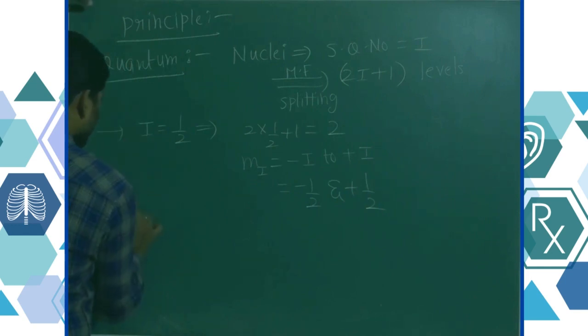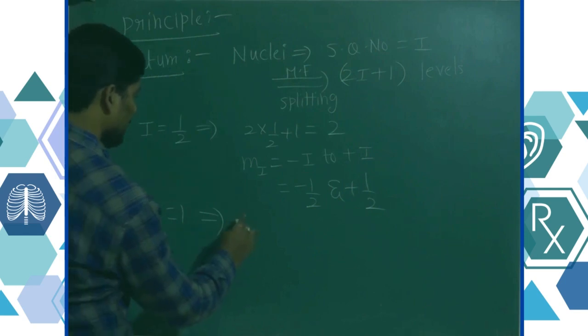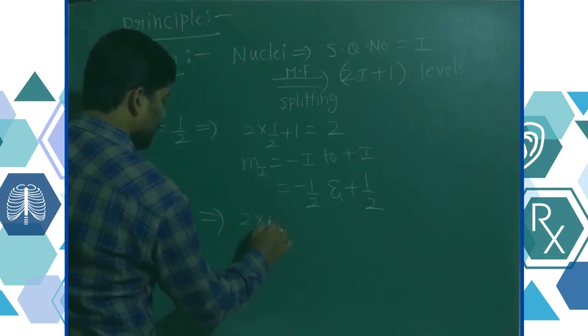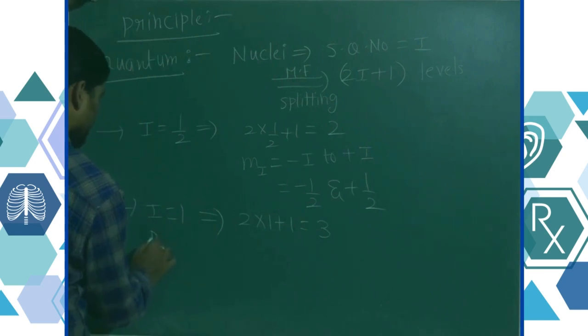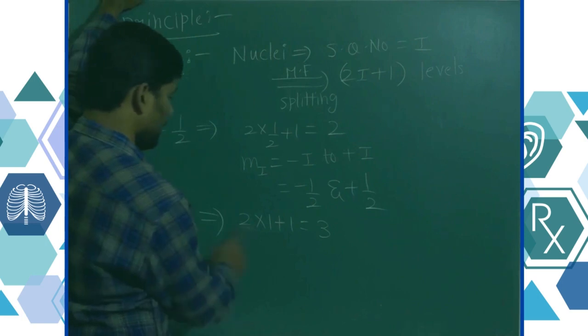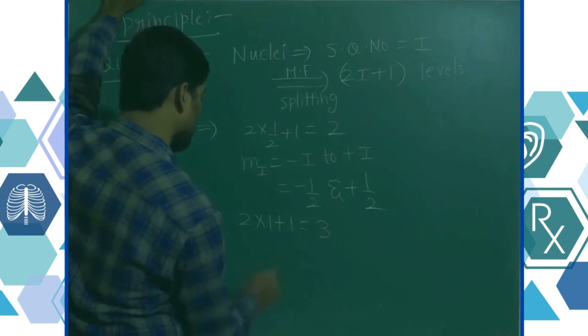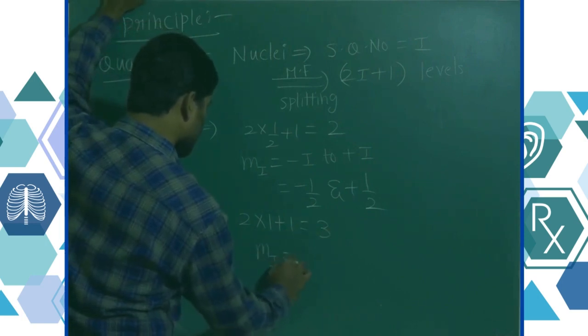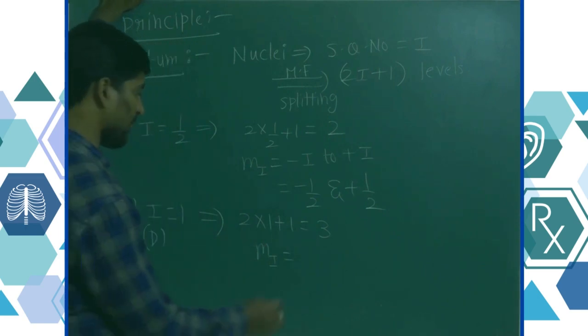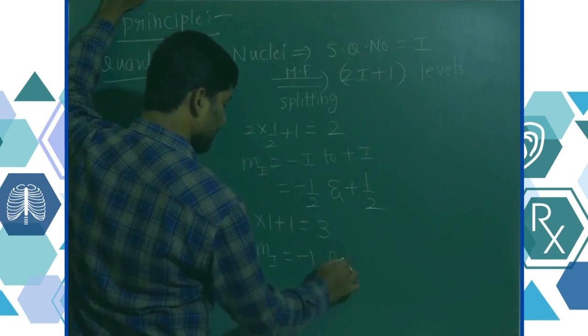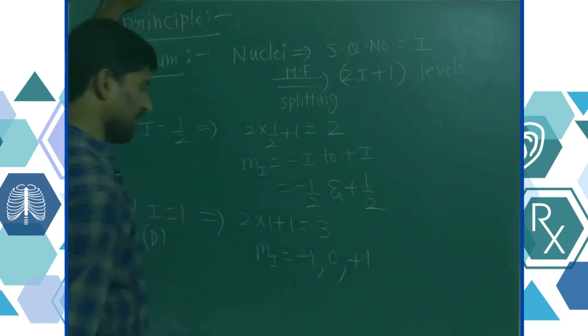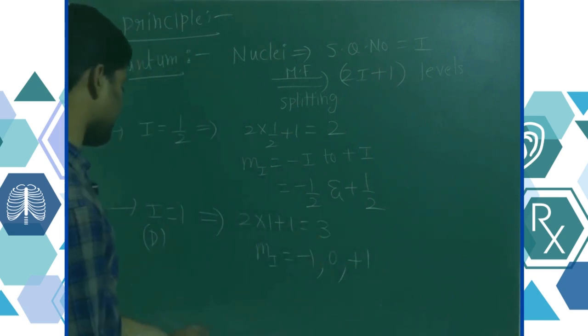For example, if I is equal to 1, how many levels? 2 into 1 plus 1, that is, it splits into 3 levels. For example, for deuterium, the I value is 1, so it splits into 3 levels. Those levels are differentiated by MI values. The possible MI values are minus I to plus I, that is minus 1, 0, plus 1. Like this we will get it.